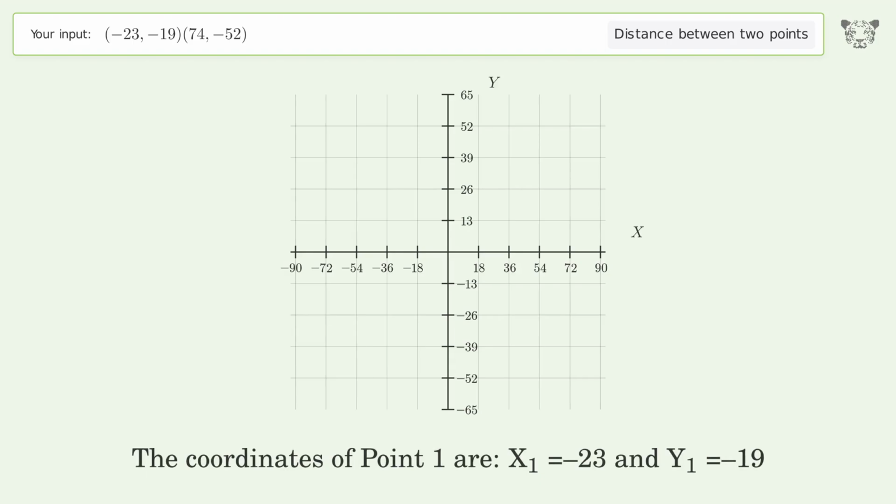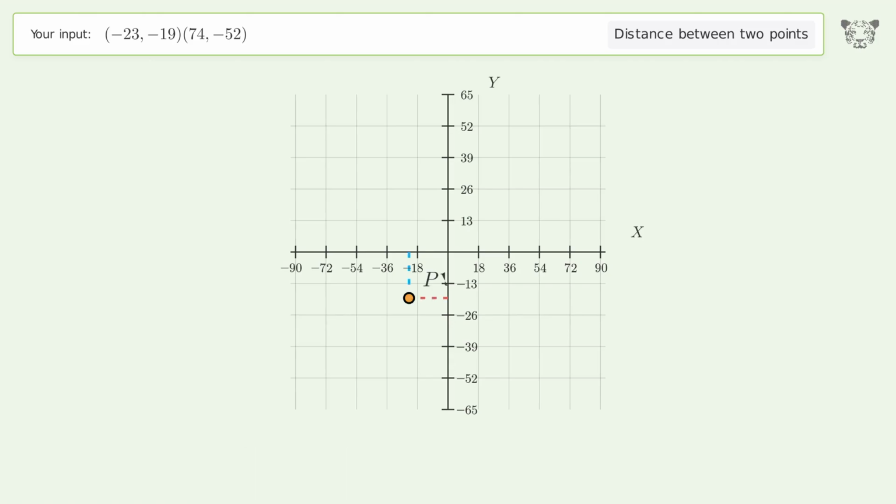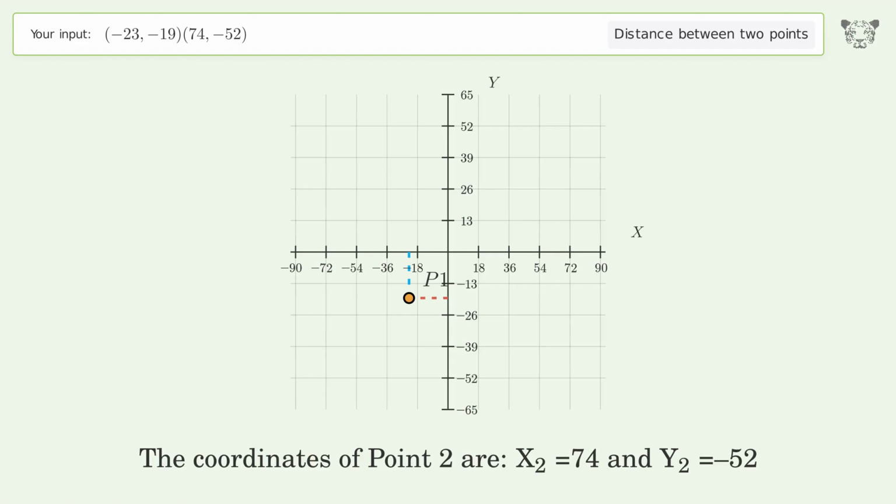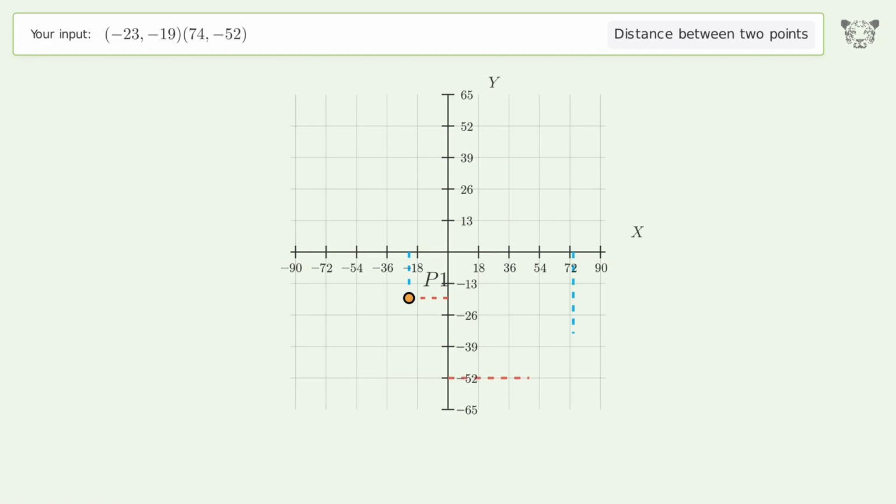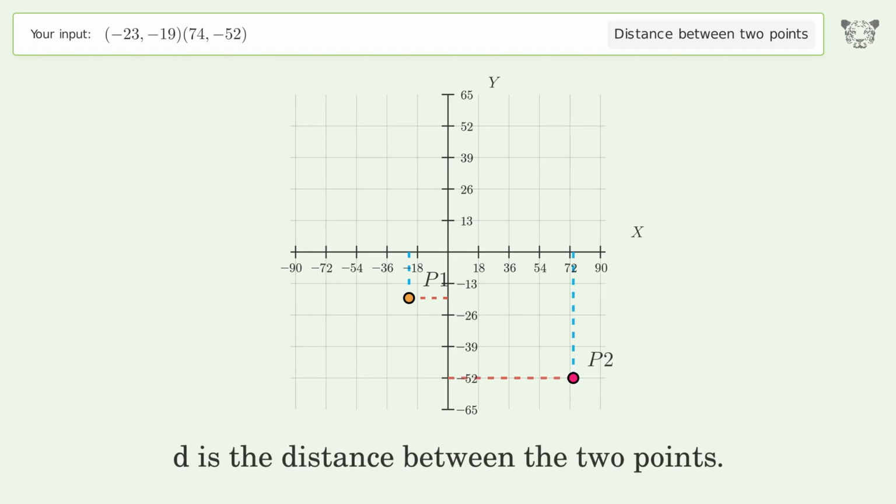The coordinates of point 1 are x1 equals -23 and y1 equals -19. The coordinates of point 2 are x2 equals 74 and y2 equals -52. D is the distance between the 2 points.